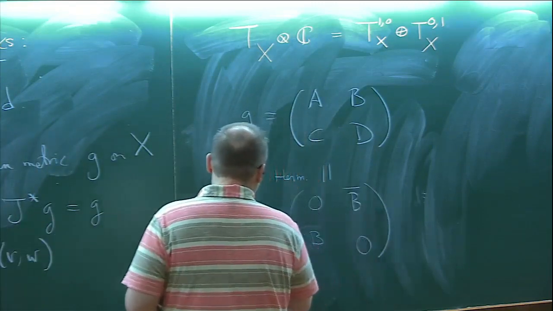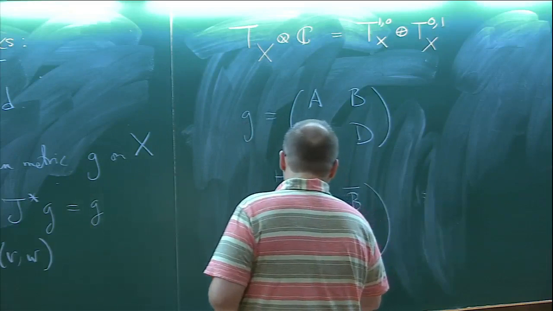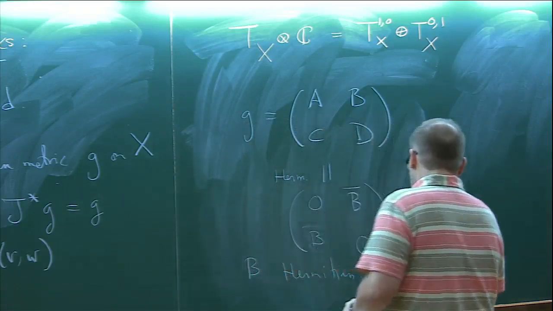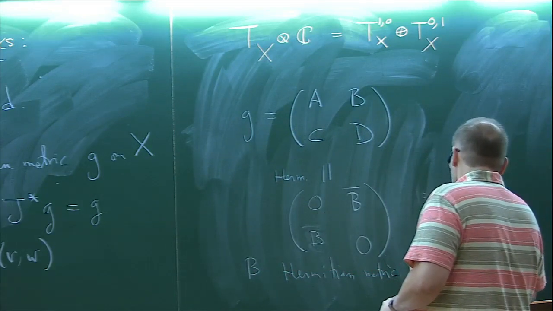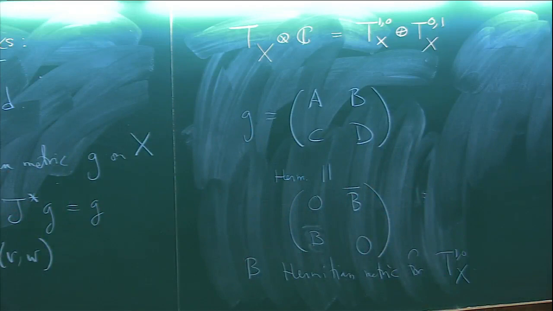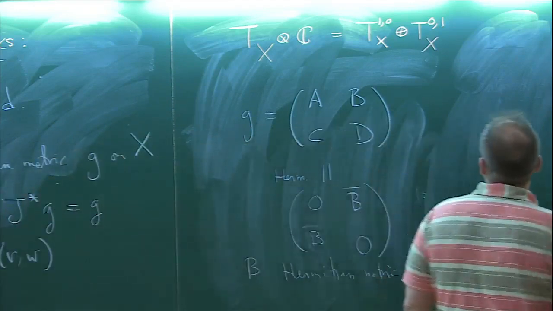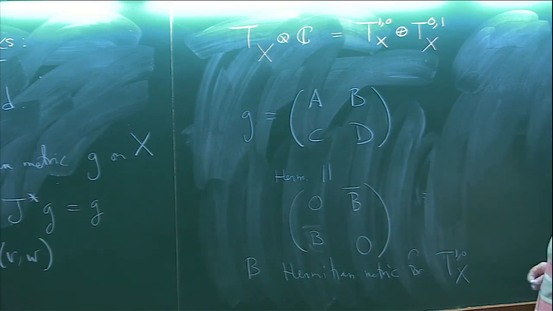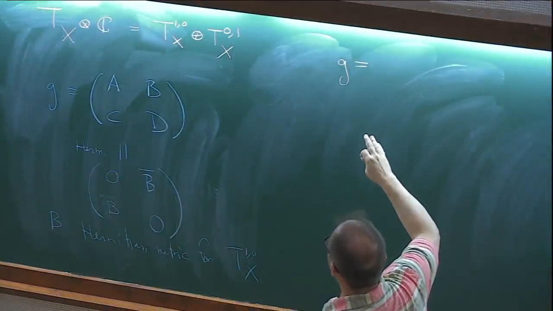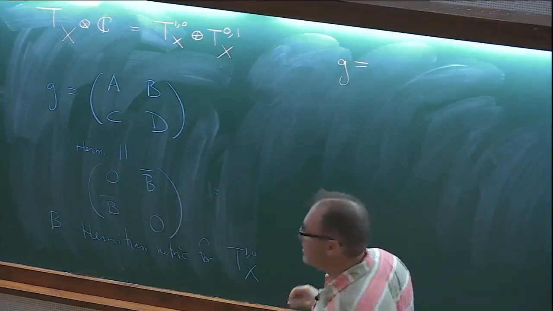And then this B will be a Hermitian metric for the vector bundle T^{1,0}X. So that's the relationship between the two. In terms of coordinates, if you've got coordinates, you can write your metric g. Well, I don't want to deduce this, so I'm just going to tell you what the outcome is.